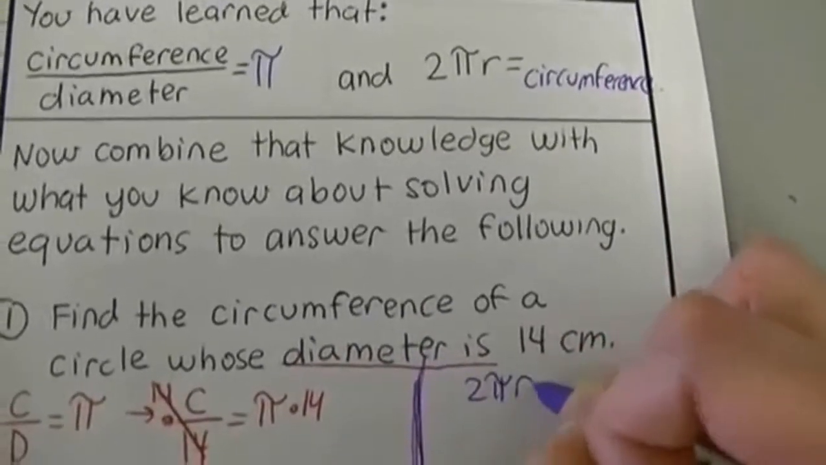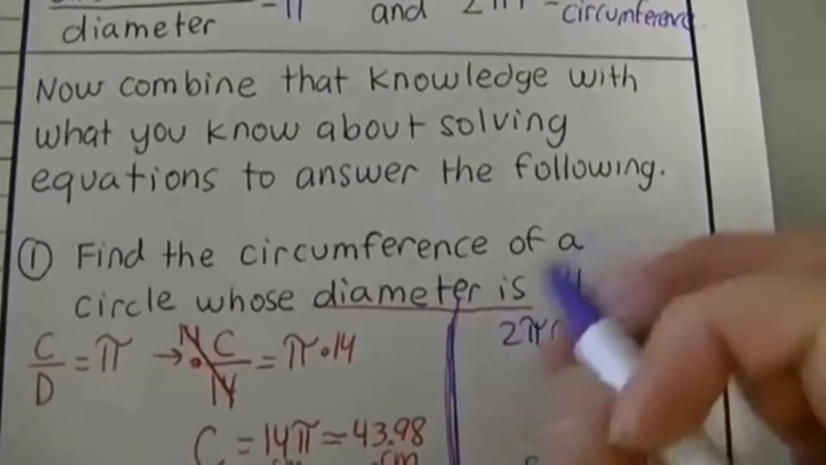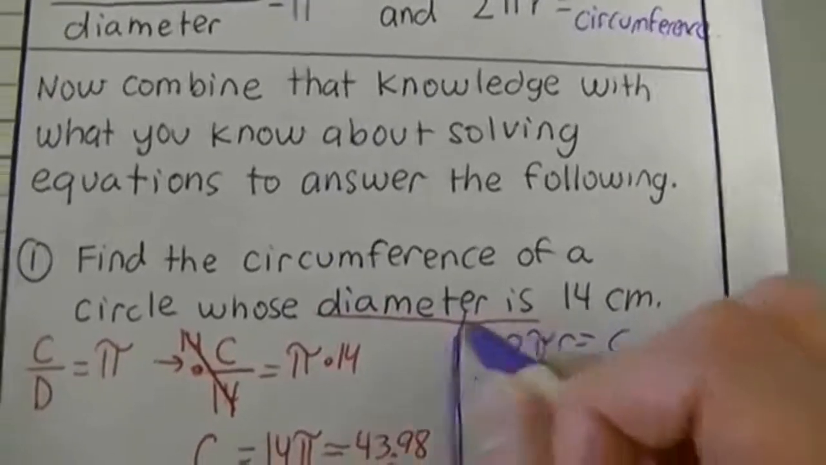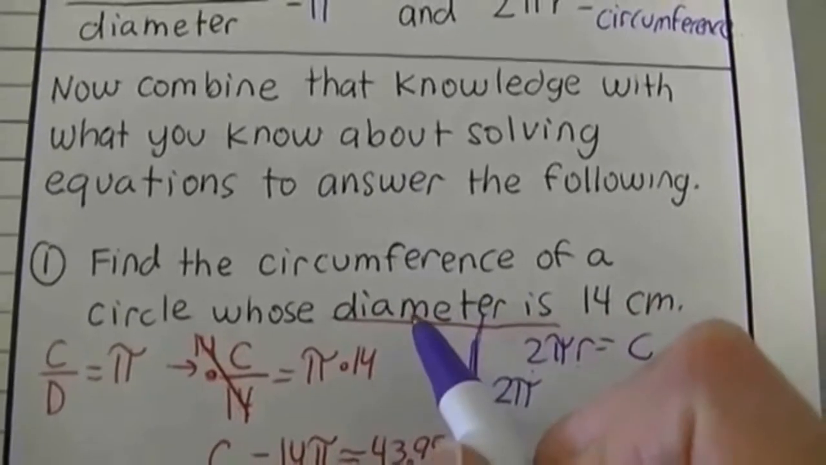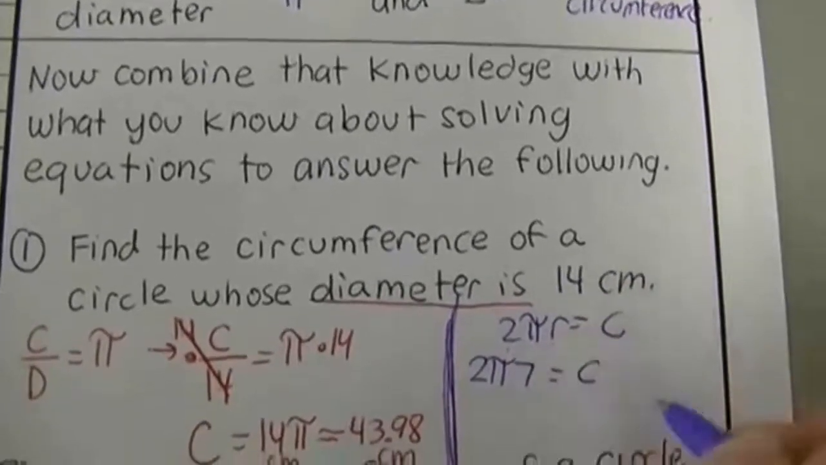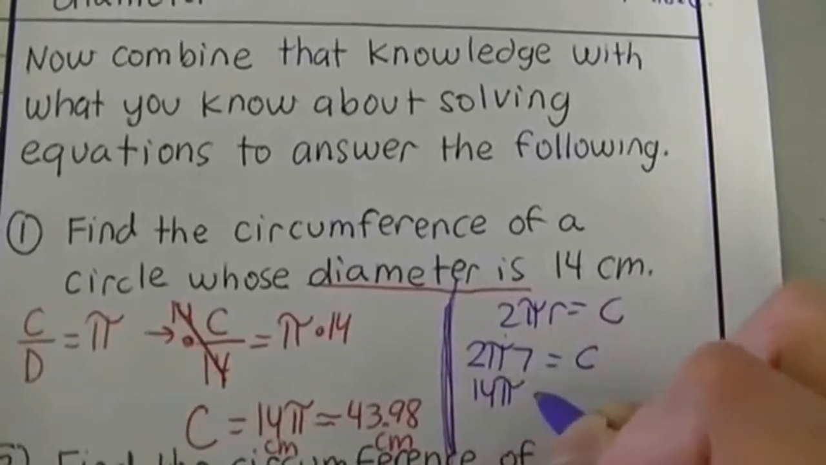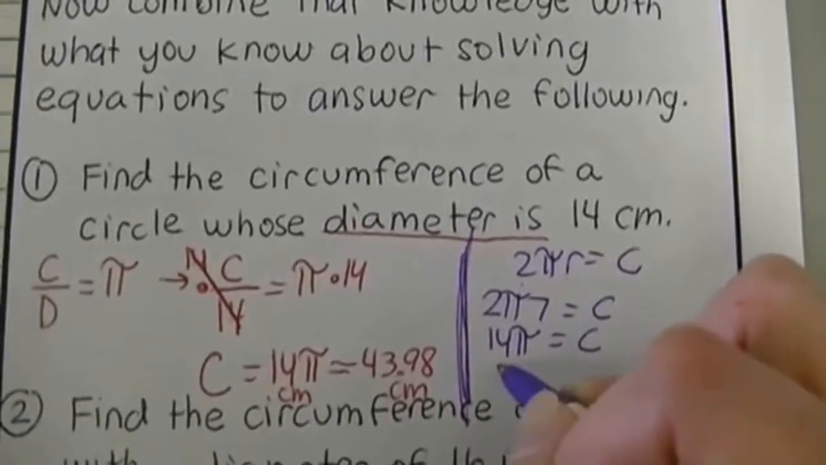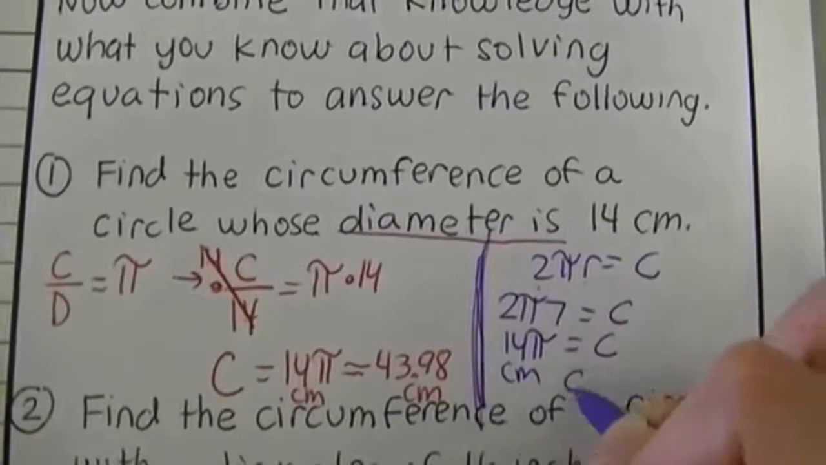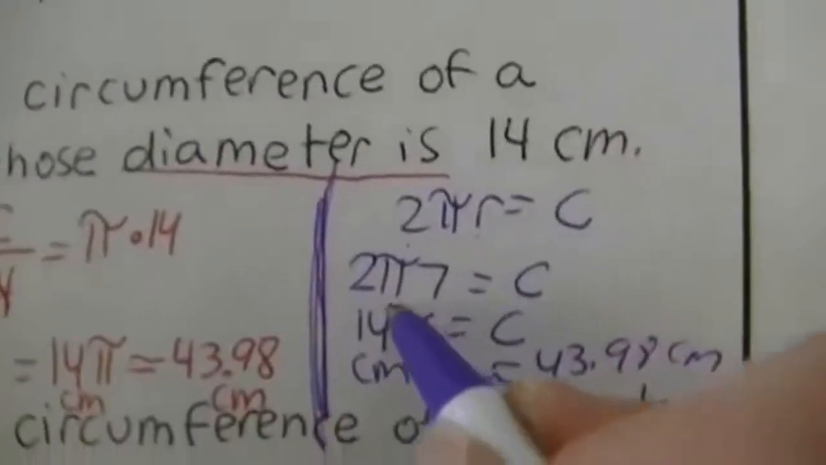2 pi r equals circumference. Okay, let's just plug it in. So we have the 2, that's constant, the pi is constant, and then radius, I don't see radius, oh, but you know in your brain that radius is half the diameter, so half of 14 is 7. That's going to give you the circumference. So 2 times 7 is 14, pi equals C, and we know that 14 pi is approximately 43.98 centimeters.